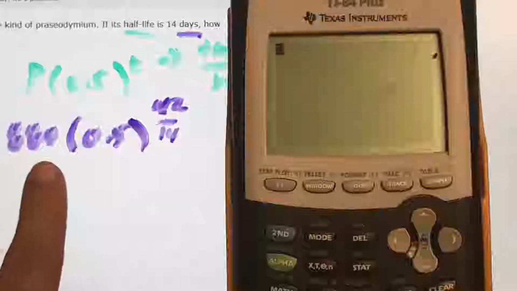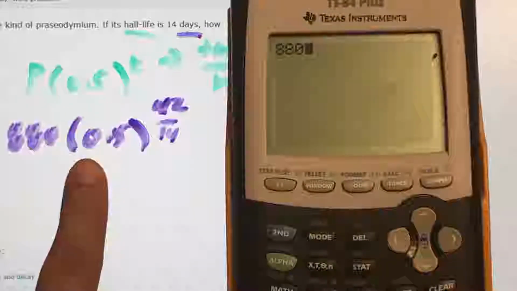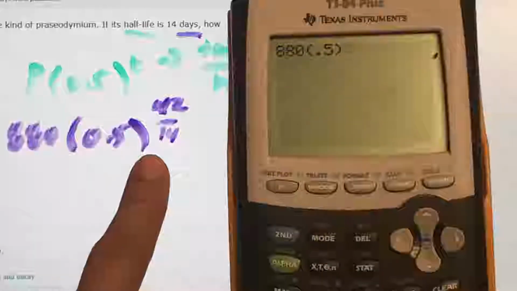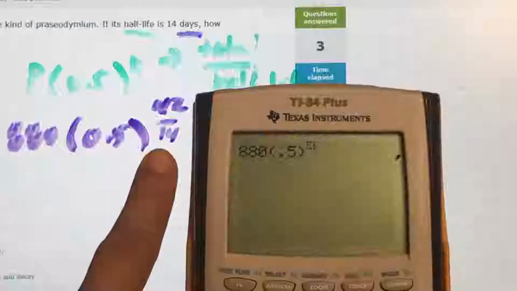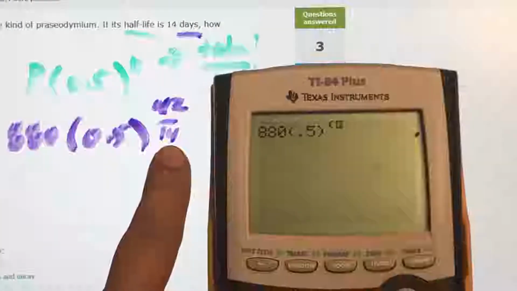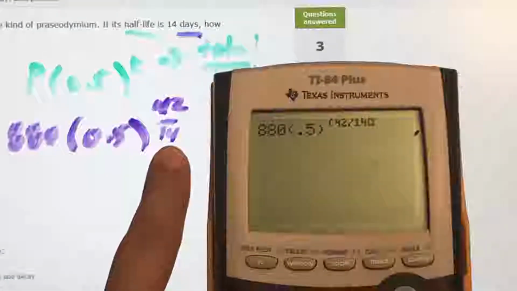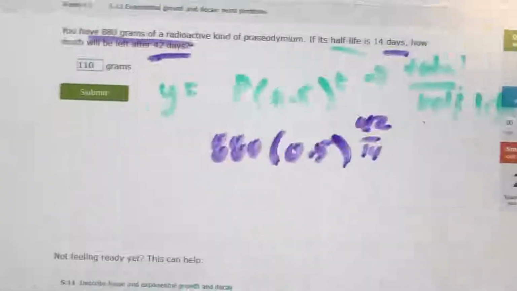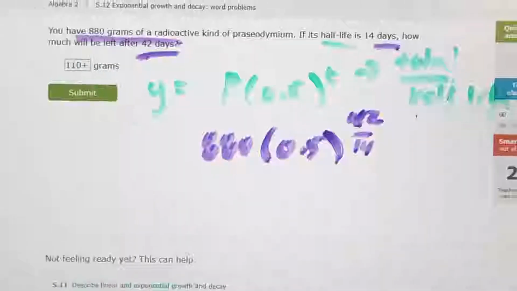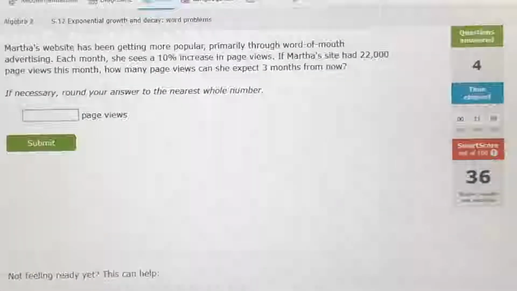All right, so we're going to put 880 parentheses, 0.5, close parentheses, raised. So remember, this is raised. And then anytime you have a fraction, make sure you put it in parentheses. 42 divided by 14. So 110. Fantastic.